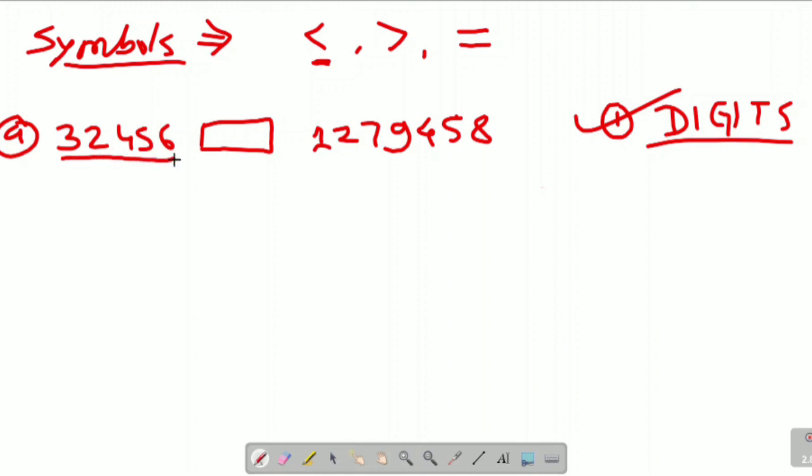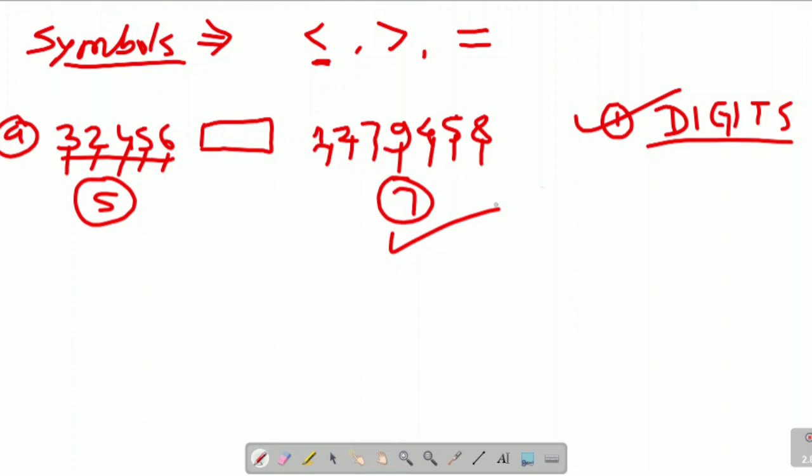The left side number has how many digits? 1, 2, 3, 4, 5. Now count the digits for the right number: 1, 2, 3, 4, 5, 6, 7. So here you can see the right side number has 7 digits and the left side number has only 5 digits. So we can say the right side number is greater than the left side number. So we will use this symbol, greater than. Or you can say 3, 2, 4, 5, 6 is smaller than 1, 2, 7, 9, 4, 5, 8.